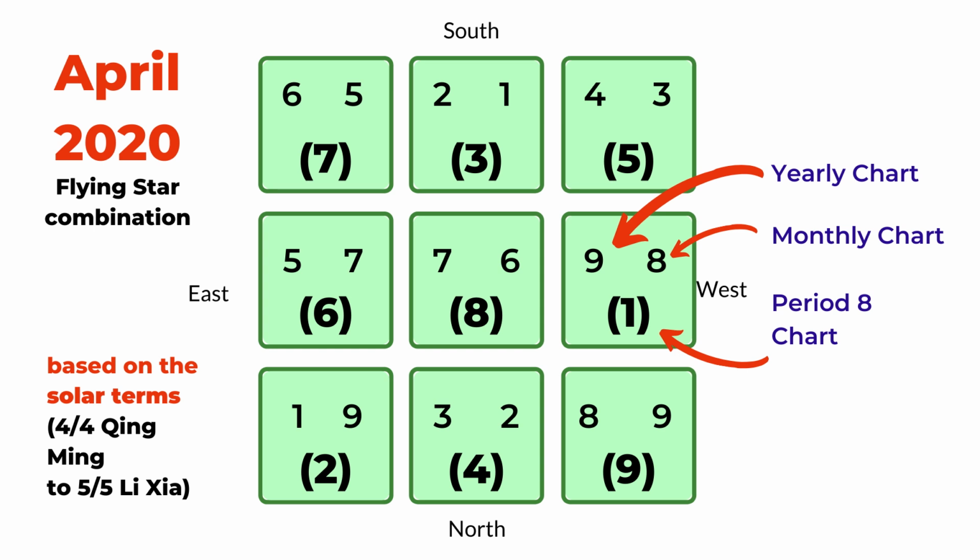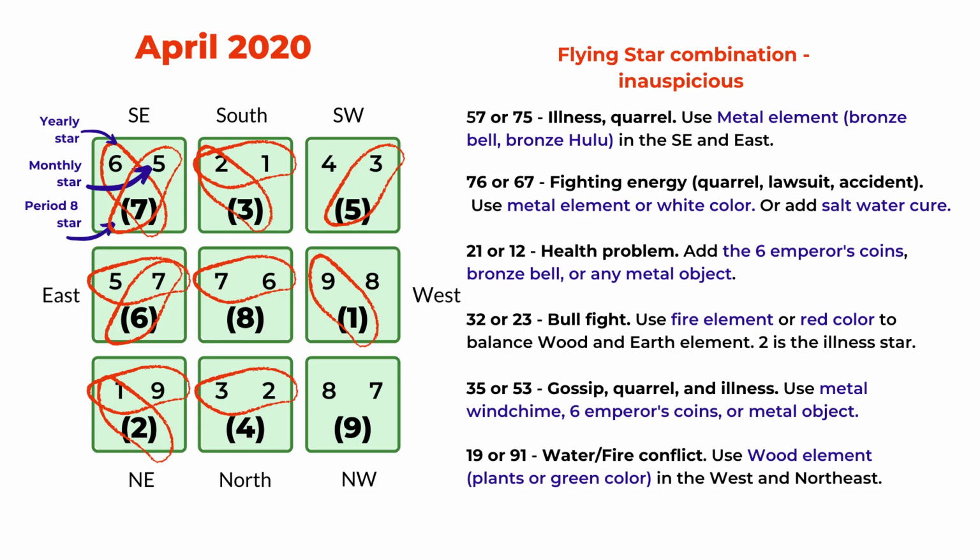When we look at this April's chart, you can see each box has continuous numbers. For example, the southeast is 567, the south is 123, southwest is 345. So it's the same for the whole chart. That's very interesting, but in flying star feng shui, that's usually not a good sign. We will start with the southeast corner.